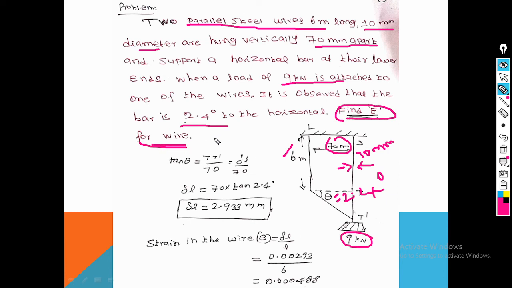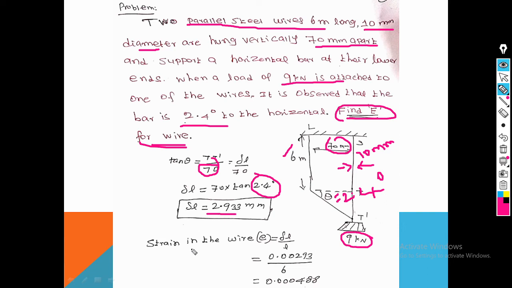So tan theta equals the opposite side, del L, divided by 70. So del L equals 70 into tan 2.4 degrees. So del L equals 2.933 mm. The answer for the elongation is 2.933 mm.